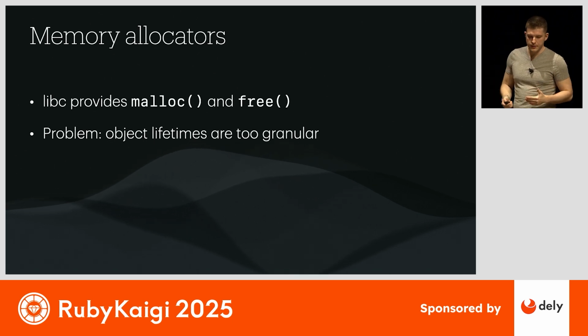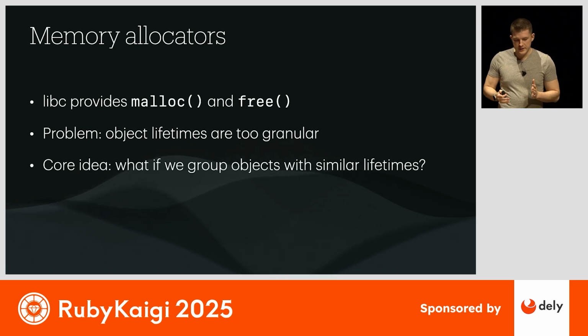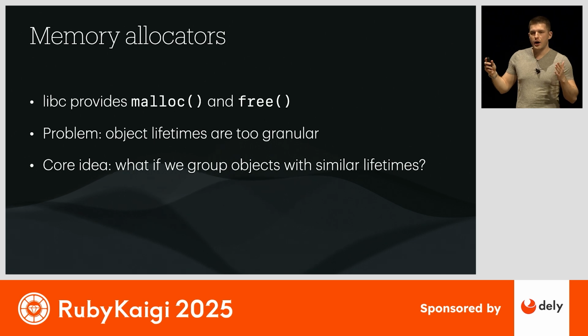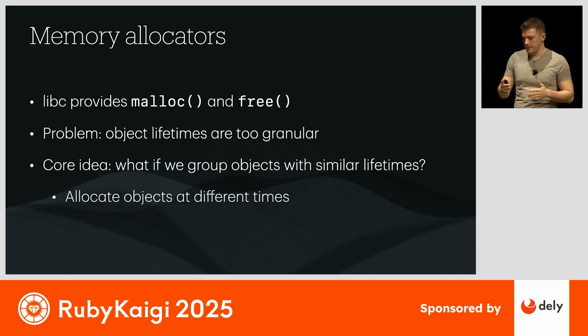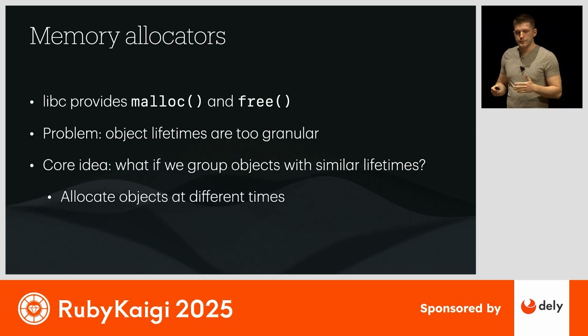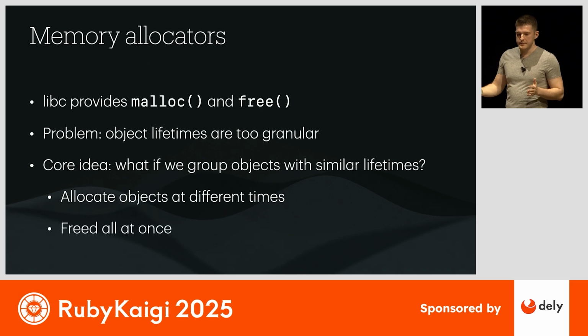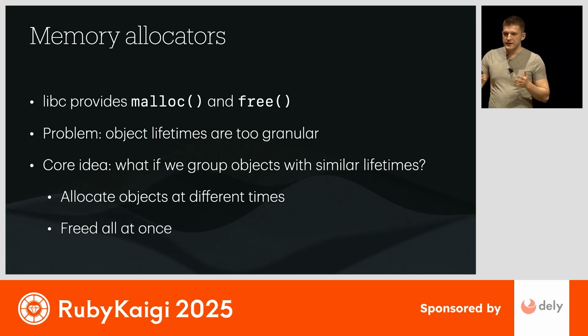leak-free and robust code. So the core idea that we want instead is to think, what if we group objects of similar lifetimes together? We want something that lets us allocate objects at similar but different times, but then we can free them all at once.